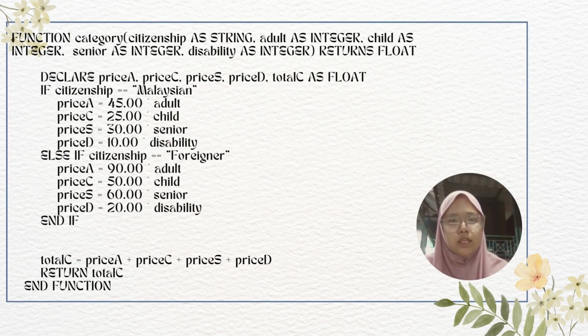Now we move to the category function. This function is responsible for calculating the total ticket price based on the user inputs. It checks whether the visitor is Malaysian or foreigner, then multiplies the ticket prices by the number of children, adult, senior and disability persons. Finally, it adds all the prices together and returns the total cost of the tickets.